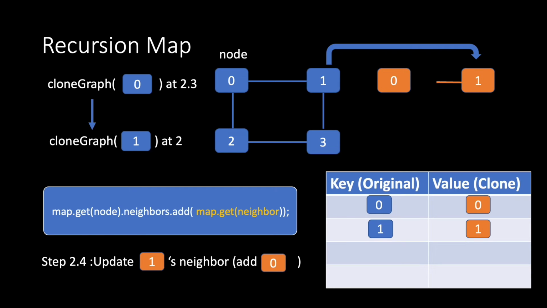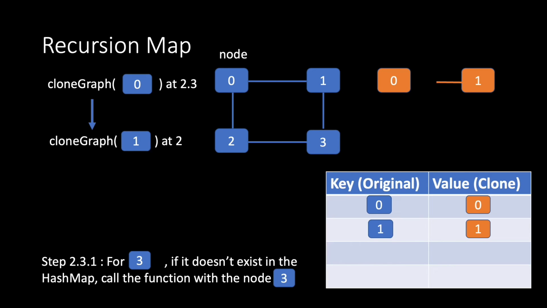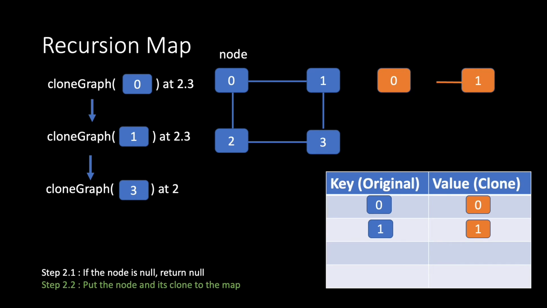And then neighbors.add will add whatever is inside the argument to the neighbors. map.get(neighbor) will get the clone node of the neighbor, which is 0. So we can add 0 to the neighbor list of 1. And we're going to check the other neighbor of 1, which was 3, and check if it exists in the hash map. It doesn't. So we're going to call the function again with node 3 to create its clone node.